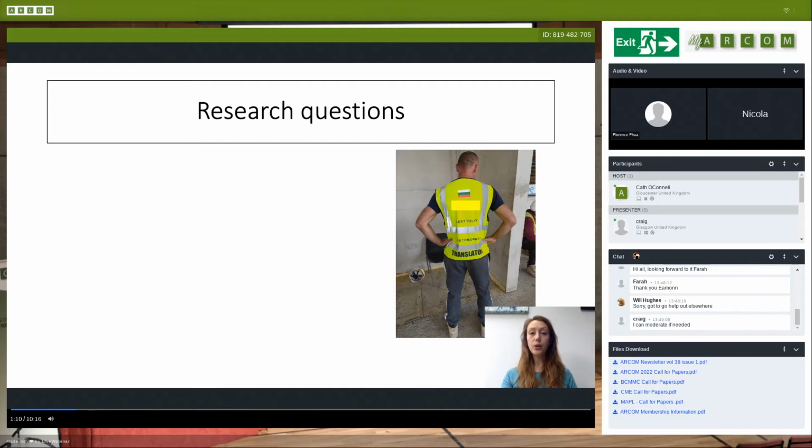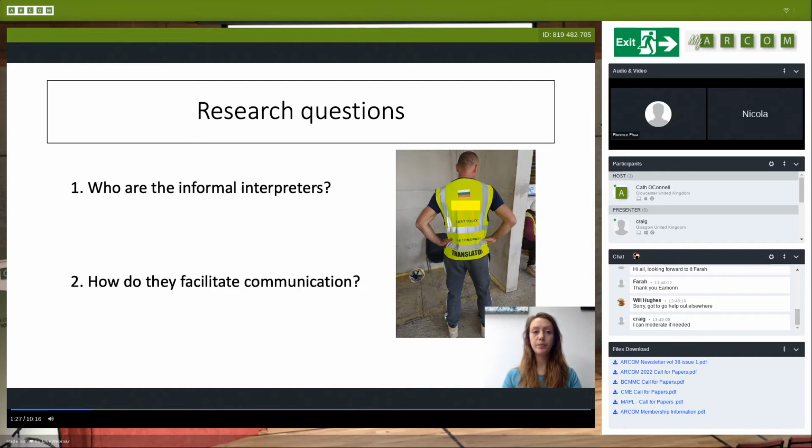That leads to my 2 guiding research questions. Firstly, who are the informal interpreters? So this looks beyond their position at work to their identities, their reasons for migration, their reasons for doing the language work, etc. And question 2 is, how do they facilitate communication?